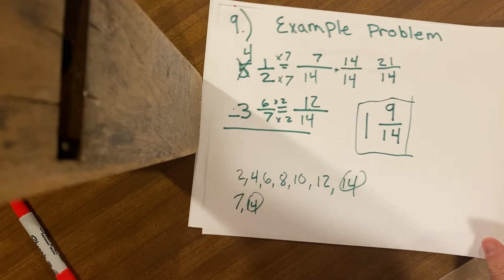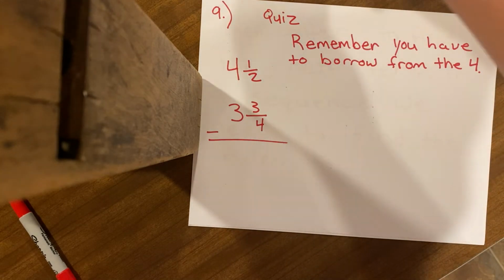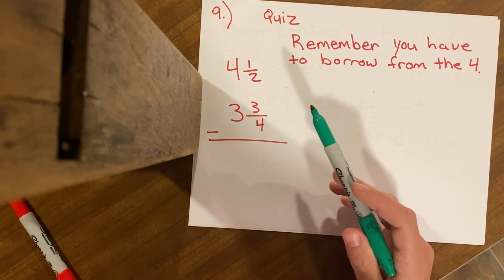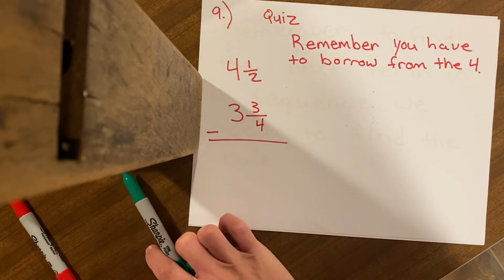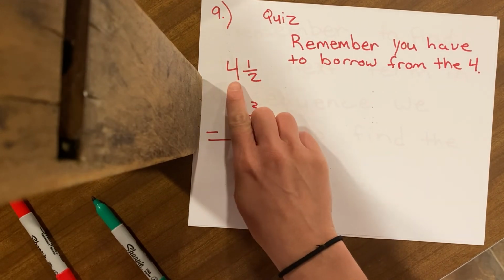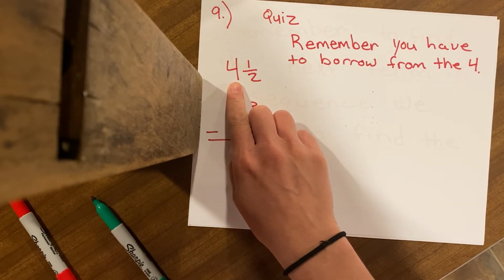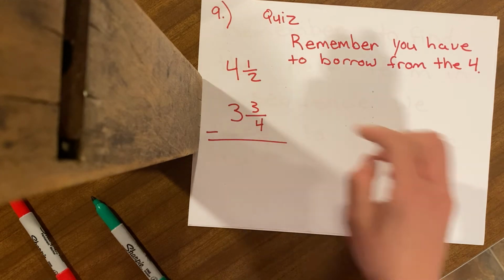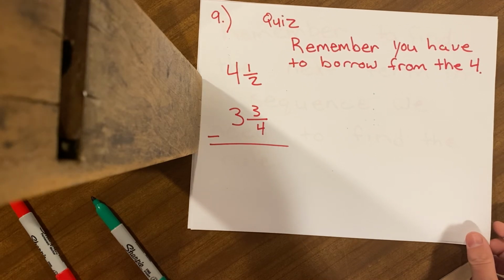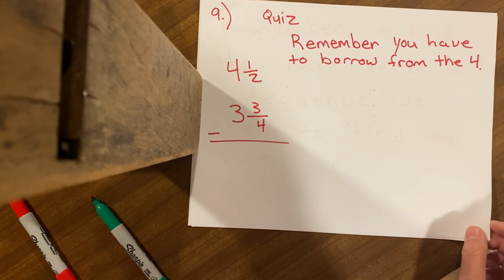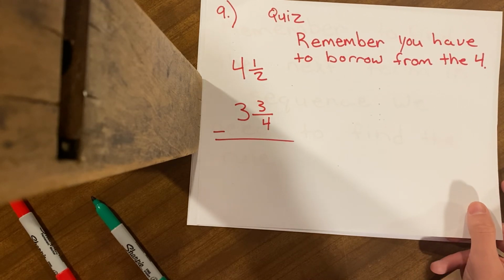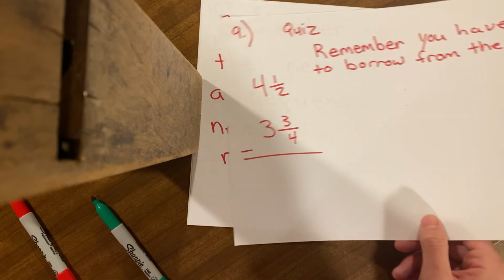Okay, so now let's look at number 9 on the quiz. Here is number 9 on the quiz. Remember, you have to borrow from the 4 is my tip for you for this number. So remember, when you borrow from the 4, you need to turn that into a fraction and add it to wherever you needed it for borrowing. Okay, let's pause your video at this time, complete number 9, and then we're moving on to number 10.